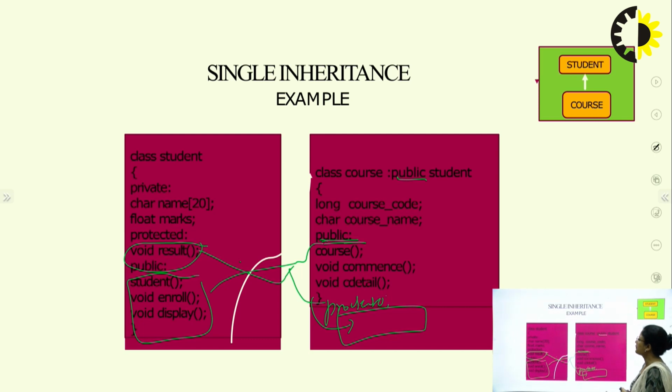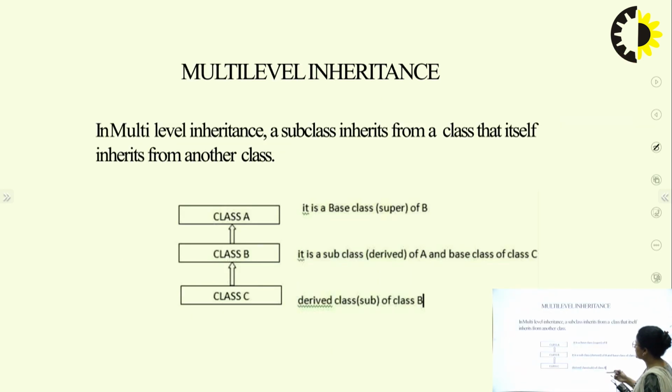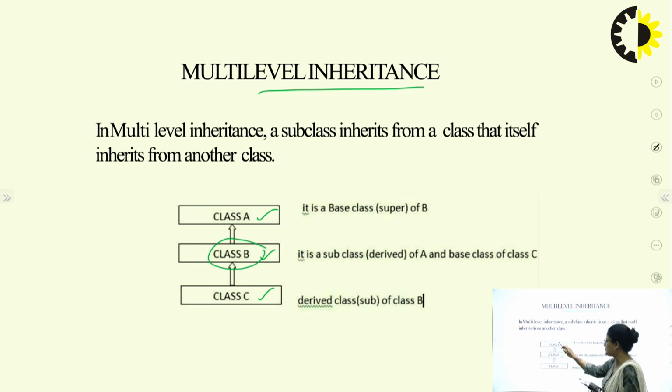This is what happens. Now, the next type of inheritance is multi-level inheritance. In multi-level inheritance, a class inherits from a class that is again inherited from another class. Like we can say you have class A, you have class B which inherits from class A, and class B is again inherited by class C. That means class B is a derived class with respect to class A, and class B is a base class with respect to class C. This kind of inheritance we call multi-level inheritance.